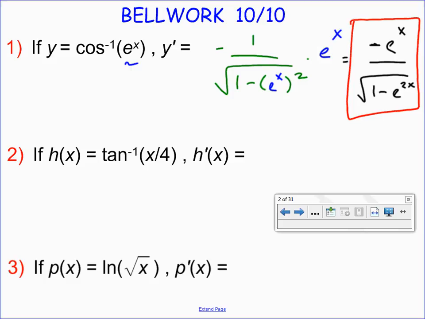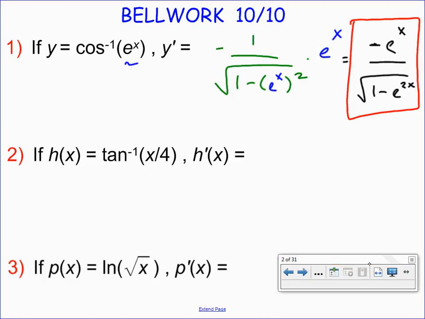Let's go ahead and take a look at number 2. If h is given by an inverse tangent, ooh, that's one of my favorite rules, I should say. The derivative of inverse tangent is 1 over 1 plus the input squared, times the derivative of the input. So for us, that's 1 over 1 plus input squared. My input in this case is x over 4, times the derivative of the input. Well, the derivative of x over 4 is just 1/4.